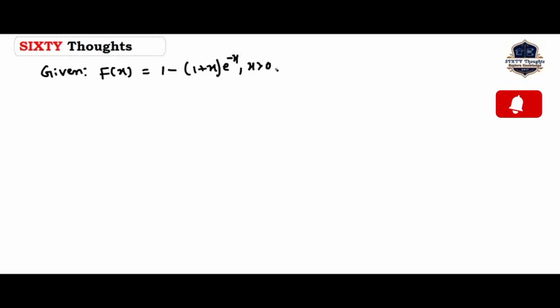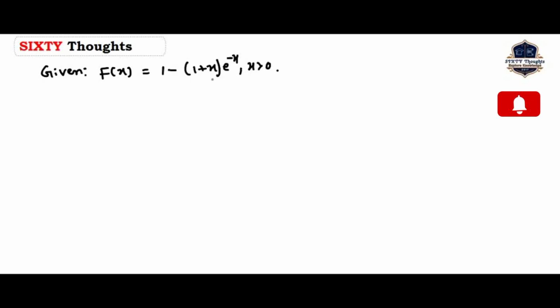So what is given? Distribution function is given. That is capital F of x equal to 1 minus (1 plus x) e power minus x. X varies from x greater than 0, which means from 0 to infinity. So first we simplify this function, and later we find the first one, the probability density function.